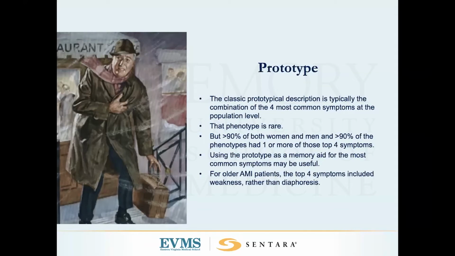So using the prototype as a memory aid, perhaps, for trying to remember the most common symptoms may be a useful way to look at the prototype. But if you're looking for that prototype as a phenotype, that's not a very good strategy. Just one other reminder, for older patients, the top 4 symptoms included weakness rather than diaphoresis, which was an interesting difference between the classic prototype and the older people.